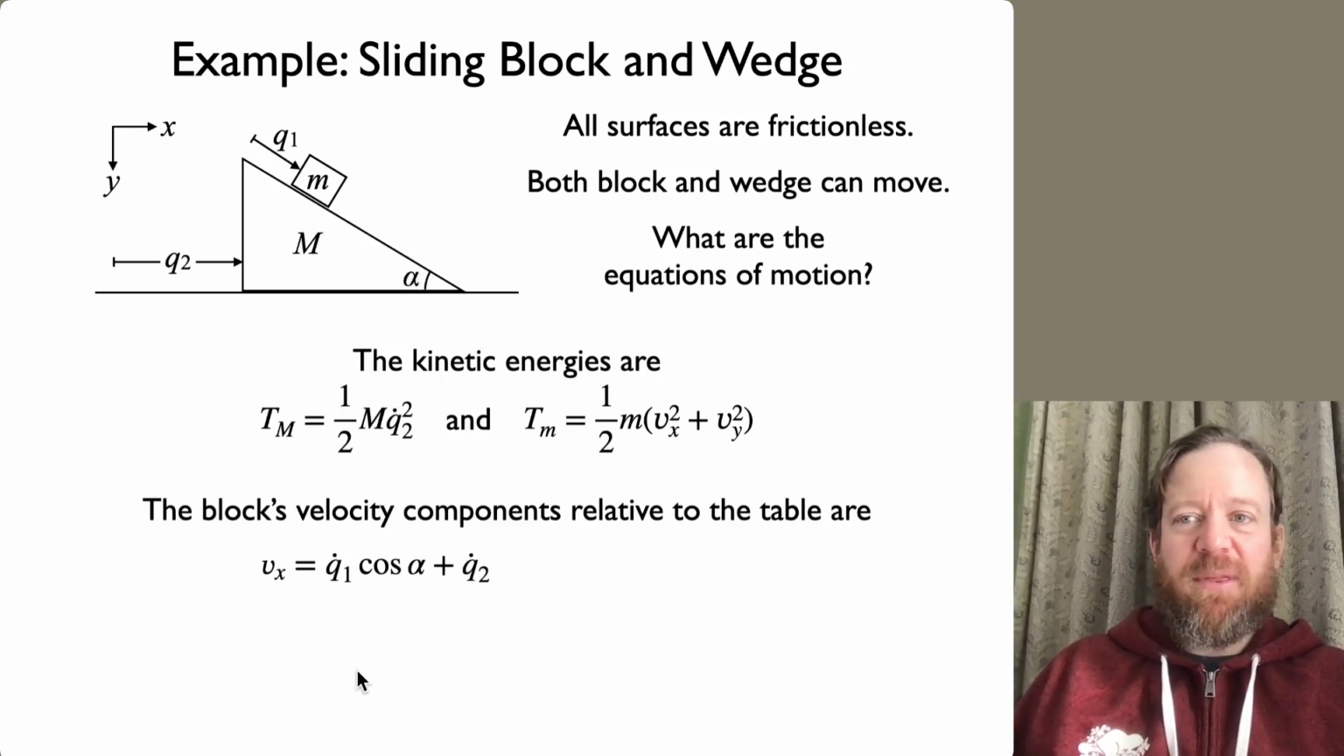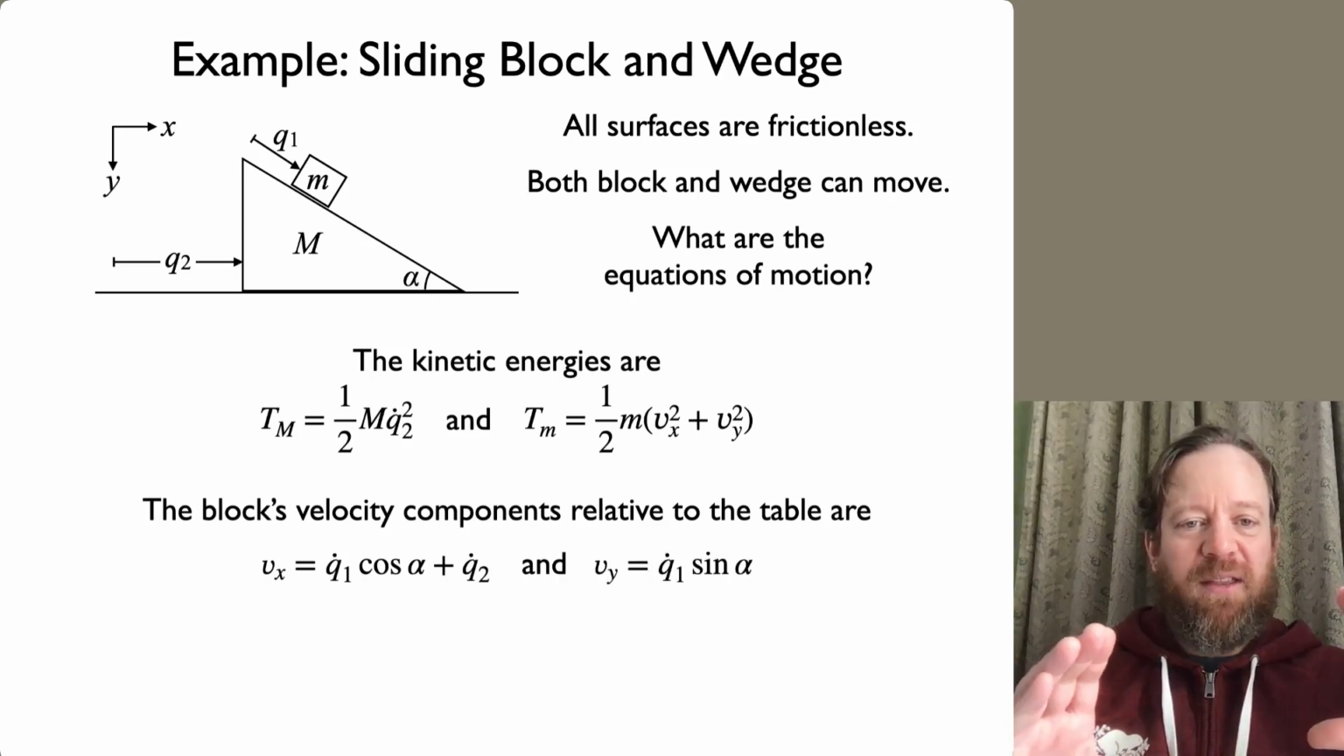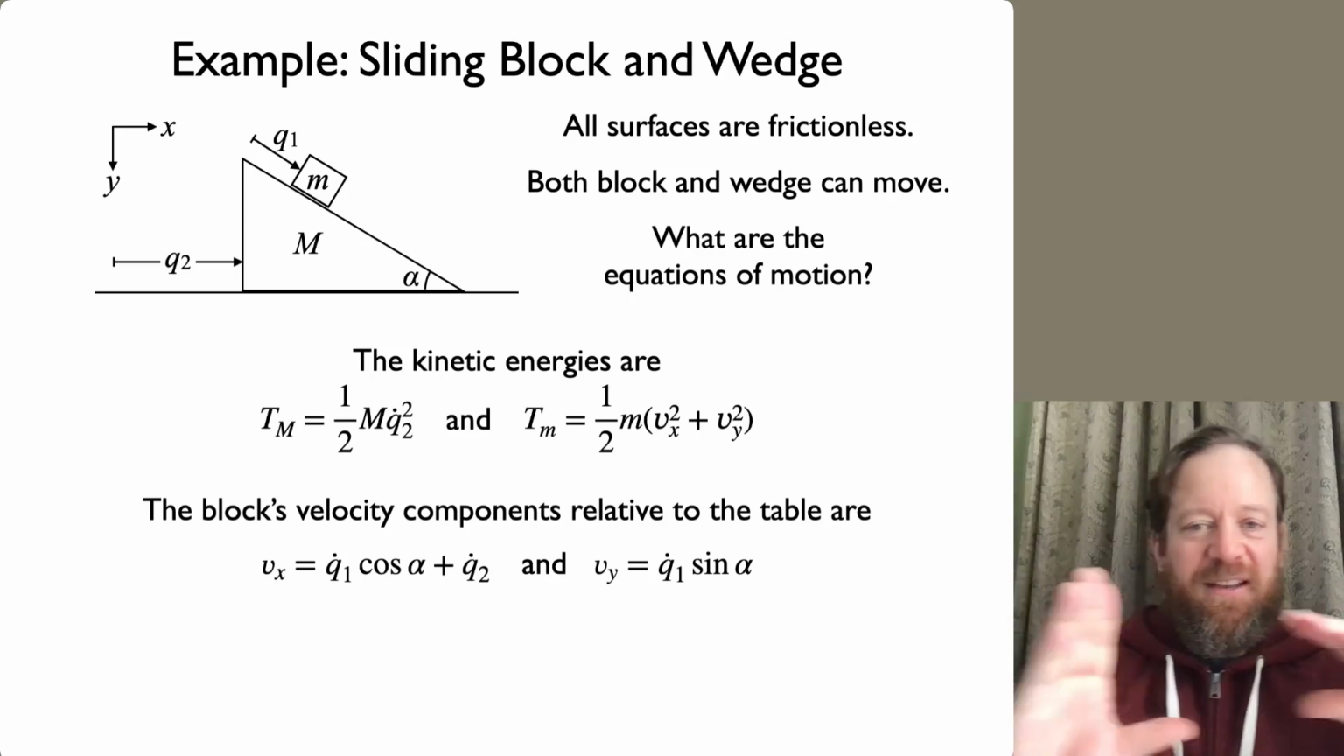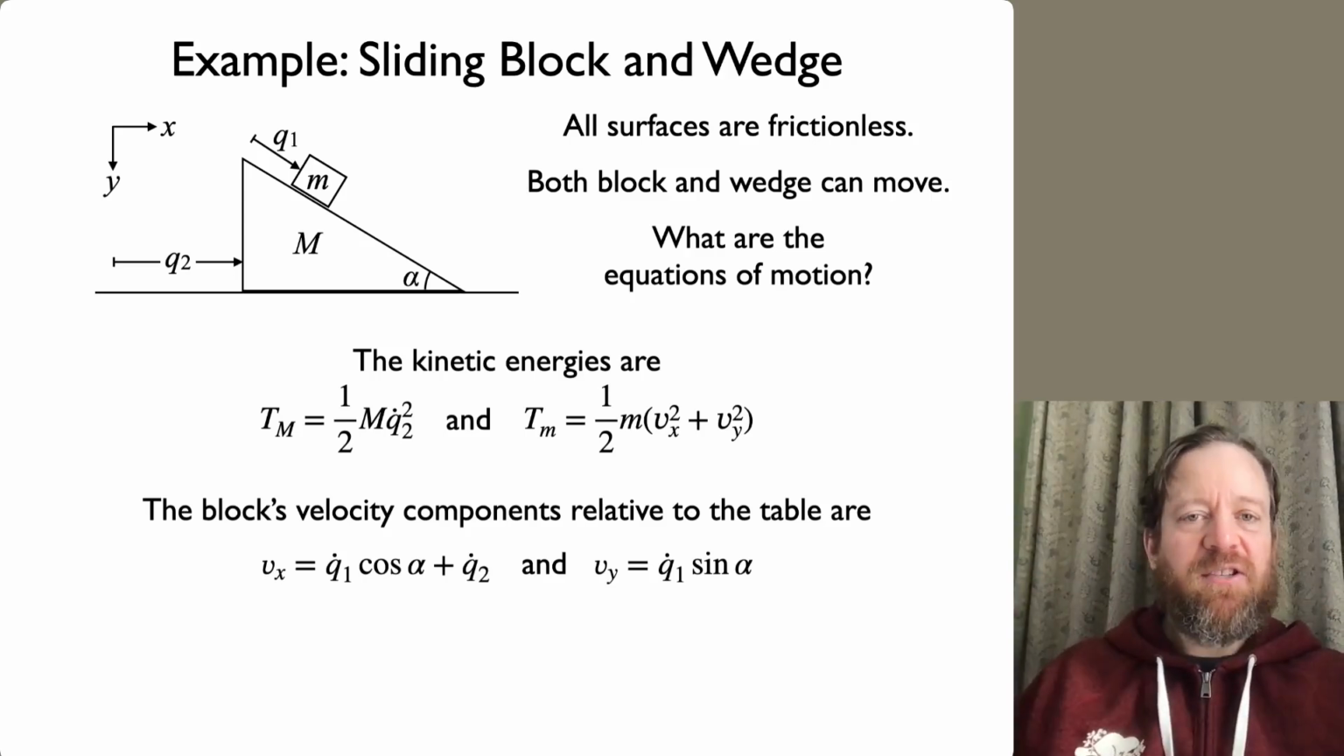We now do the same thing in the y direction. It's a little bit simpler because, of course, our wedge is not moving in the y direction. It's only moving along the horizontal. So our mass little m, the block, only has the component vy being equal to q1 dot projected, of course, into the y direction. So q1 dot times the sine of our wedge angle alpha.